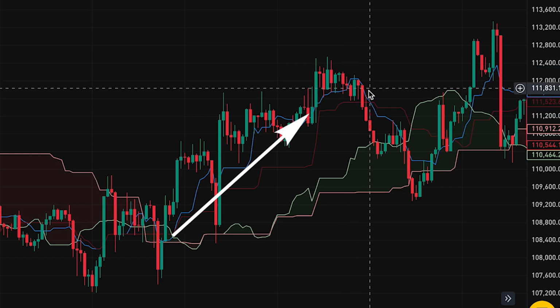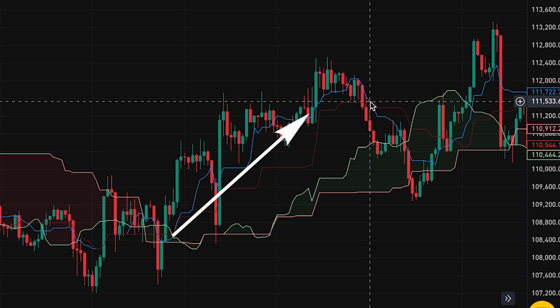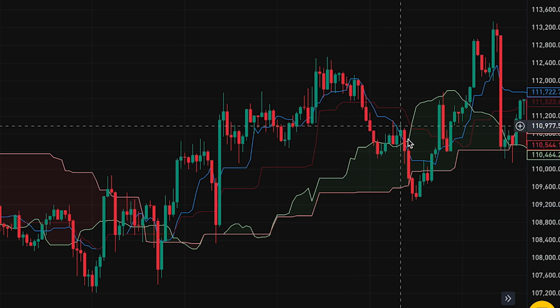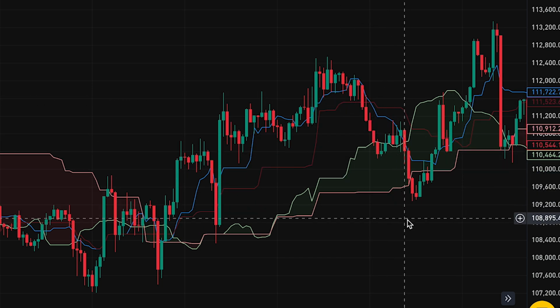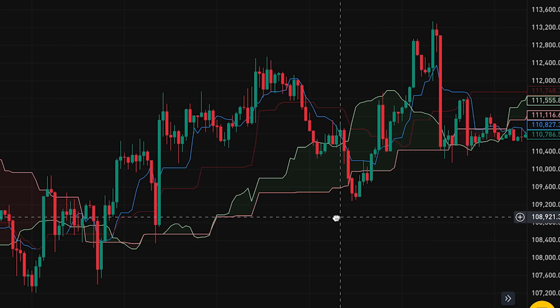In this case, we open the trade upwards and close the trade when the lines cross in the opposite direction, in this case right here, or if the cloud changes its color to the opposite color.